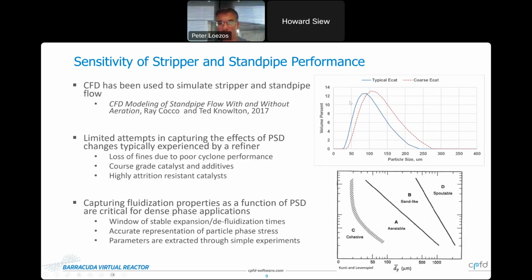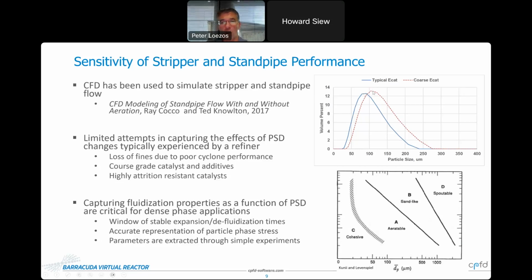So here's a typical example. If you look at the plot at the top right, this could be a typical PSD shift experienced by a refiner. So we have the typical ECAT and the coarse ECAT. I'm plotting volume percent versus particle size. Typical ECAT average particle size is roughly 80 microns, while the coarse ECAT is around 100.